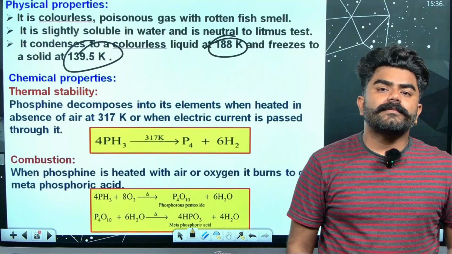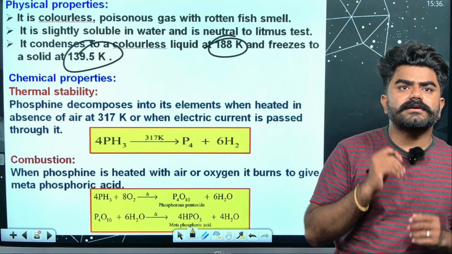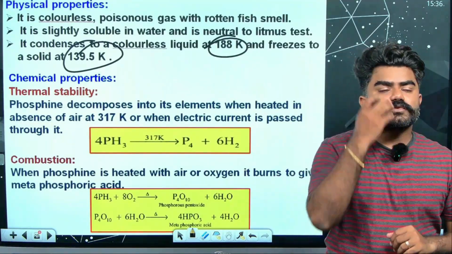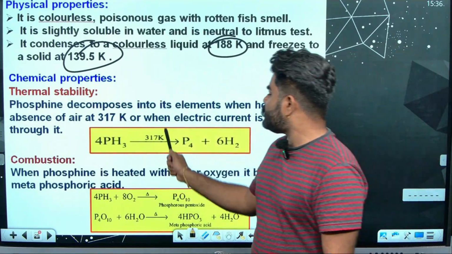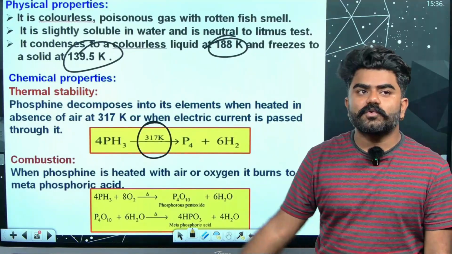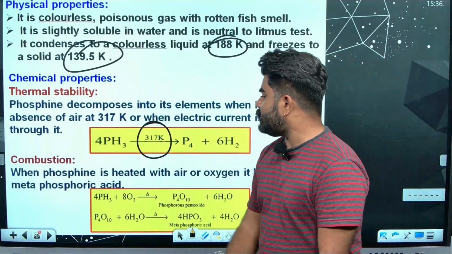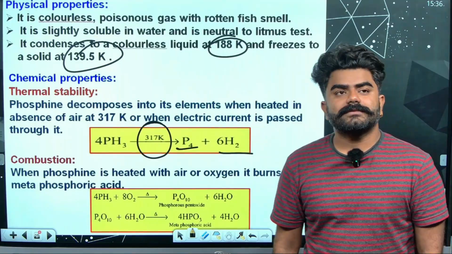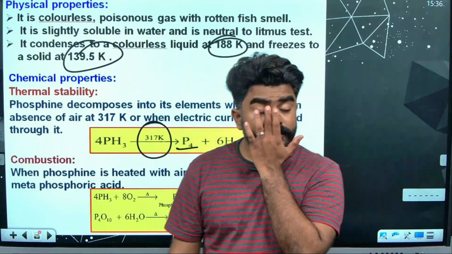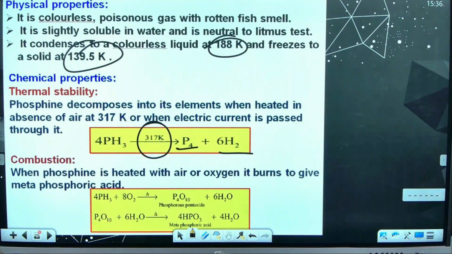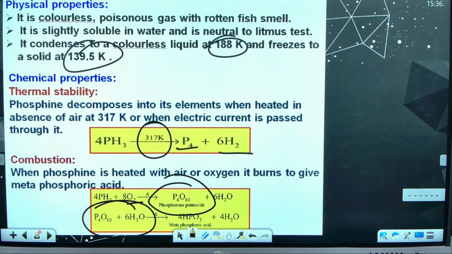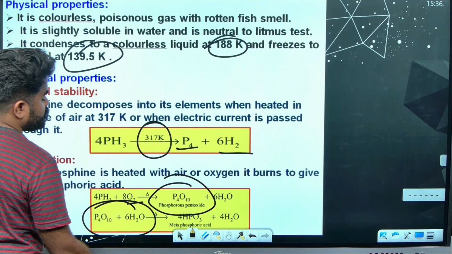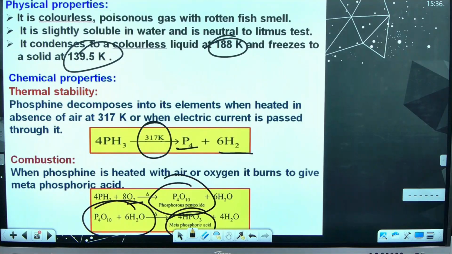And talking about its chemical properties, first thing is the thermal stability. How thermally stable is phosphine? If phosphine is heated to below 317 Kelvin, it will be stable. At 317 Kelvin, phosphine will decompose into phosphorus and hydrogen. Next, combustion. When phosphine is burnt in oxygen, it forms phosphorus pentoxide. Further, this phosphorus pentoxide, when it is hydrolyzed and in the presence of heat, gives metaphosphoric acid, HPO3.